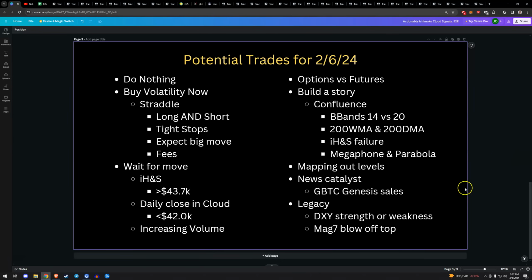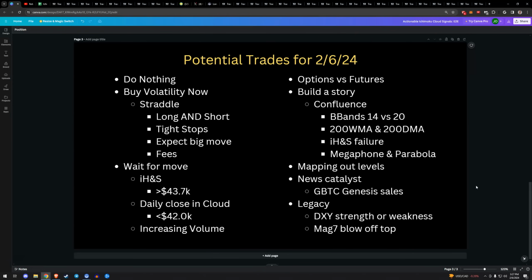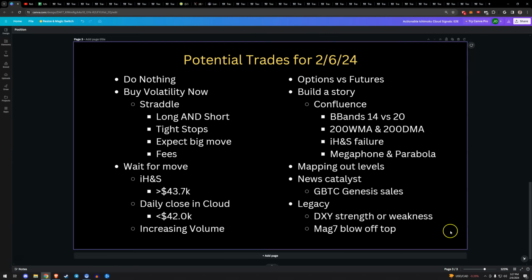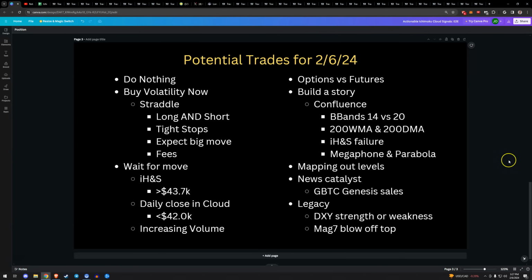Got some news catalysts to pay attention to, if those GBTC Genesis sales kick off. And then legacy, dollar strength has been waning, maybe because of this New York Community Bank weakness, potential failure by the end of the week. And then we've also got just crazy bullishness in the Mag 7.